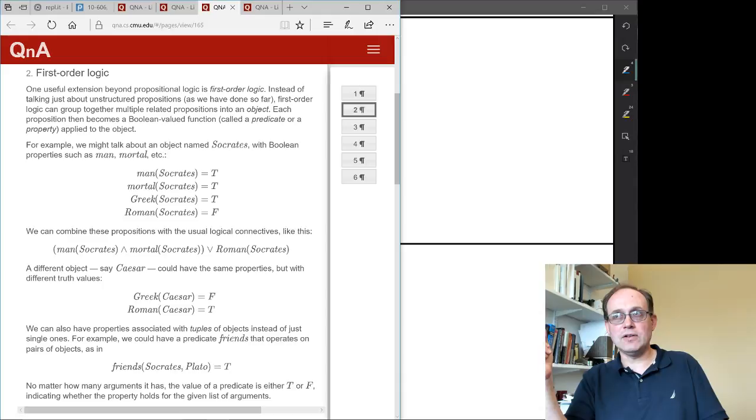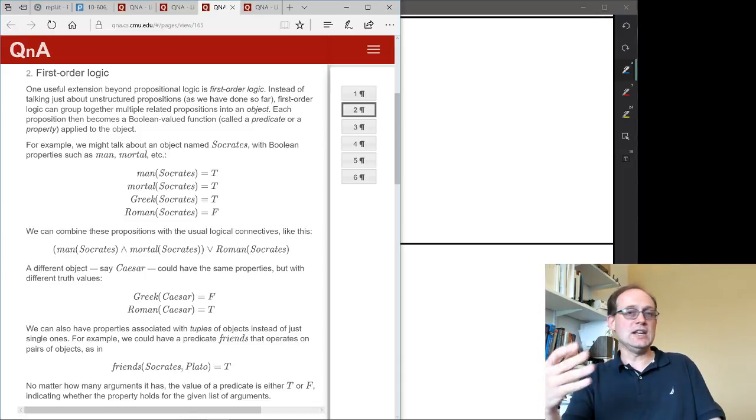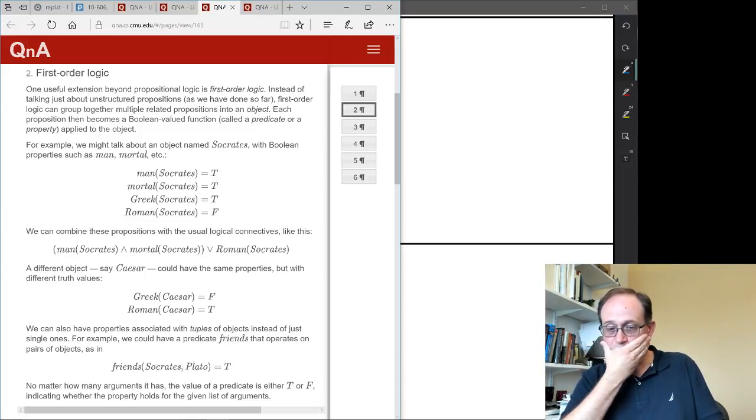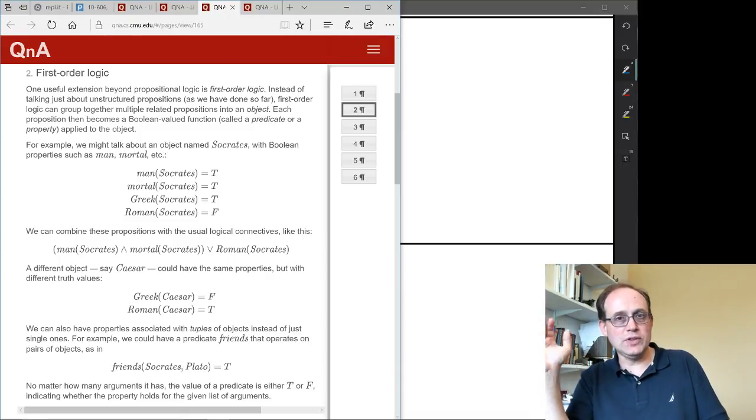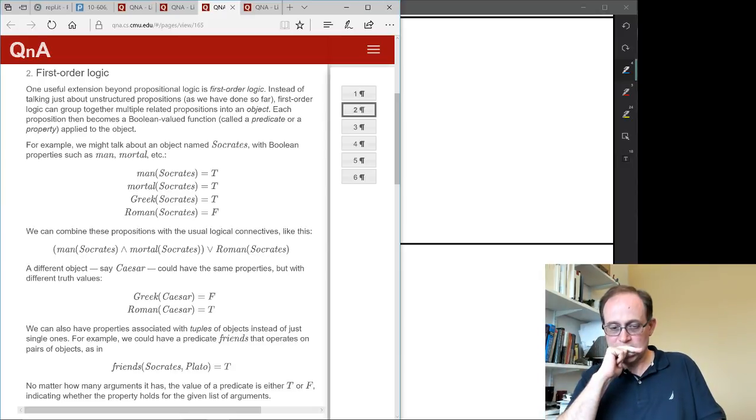Here we have an object, Socrates, and it groups together a bunch of related properties. So, for example, the ancient Greek philosopher was in fact a man, he was in fact mortal, he was in fact Greek, and he was not Roman. And so these sort of structured propositions, you can still work with them through all of the propositional logic connectives, things like and, or, implies, not, that sort of thing.